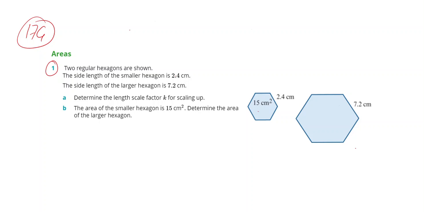This is for Year 12 Further Maths. We're going to look at exercise 17G when we're talking about finding similar areas and volumes. Okay, so just a quick recap.